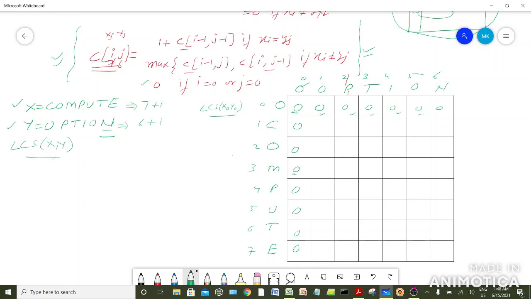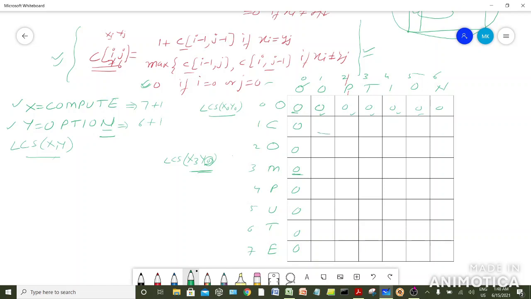Just try to understand this value. At this stage we are trying to find LCS of x3 and y0. Because y is 0, this will fall under this condition, and so it is 0. Just by following the same process, all entries in the first column are going to be equal to 0, and in the first row are going to be equal to 0.